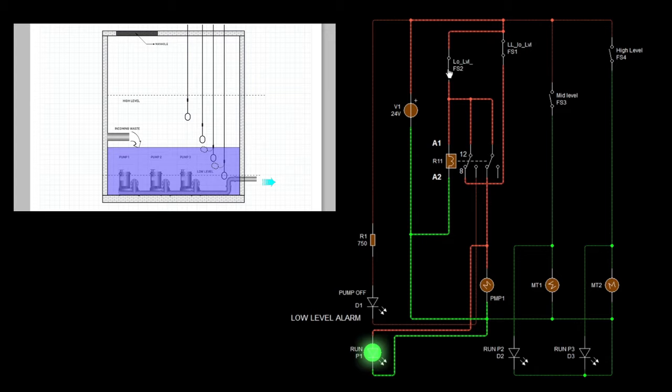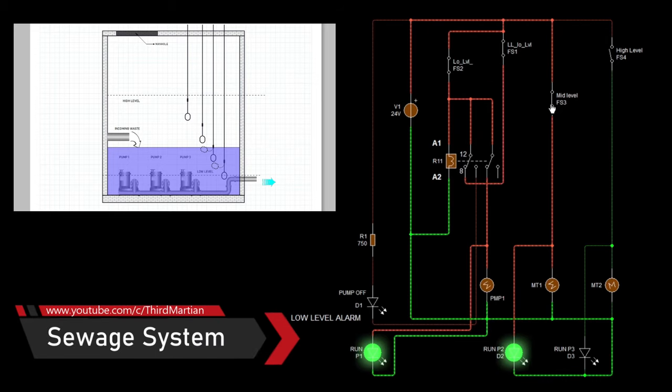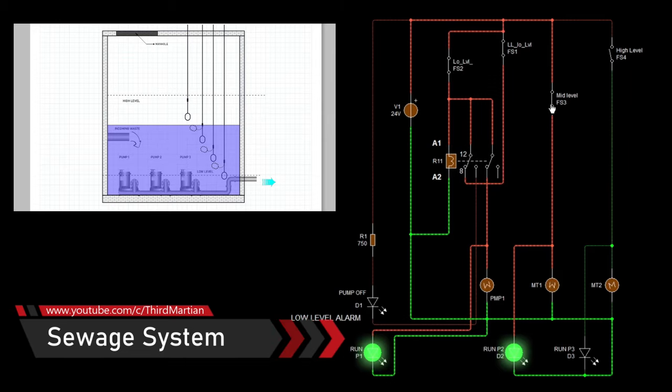Depending on the waste volume coming from the building, pump 1 should take all of this waste out of the tank. If pump 1 cannot discharge all the waste, the level will continue to increase till it reaches the mid-level float switch. When the mid-level float switch is activated, pump 2 will energize. Two pumps are now working to discharge the waste out of the tank.